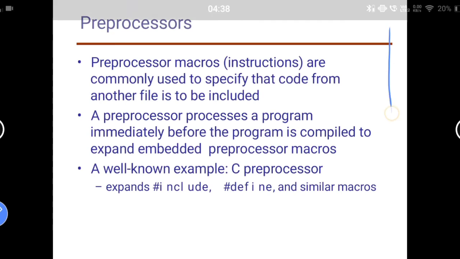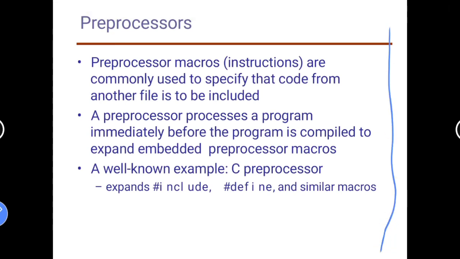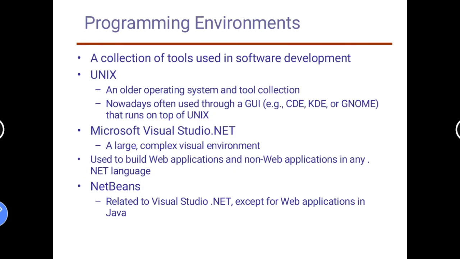Preprocessor. A preprocessor is nothing but the initial part of any programming. Preprocessor macros, that is instructions, are commonly used to specify that code from another file is to be included. A preprocessor processes a program immediately before the program is compiled to expand embedded preprocessor macros. That is, before compiling starts, the preprocessor macro statements are invoked. A well-known example is the C preprocessor, which expands #include, #define, and similar macros.